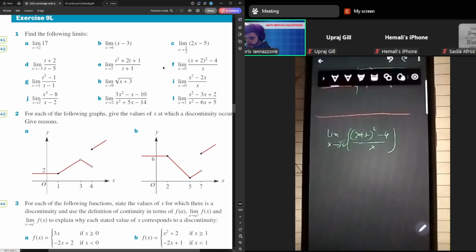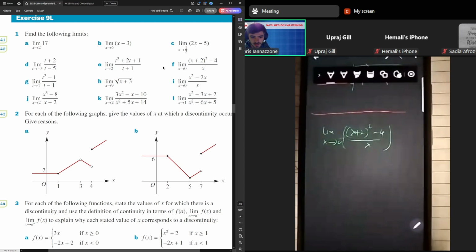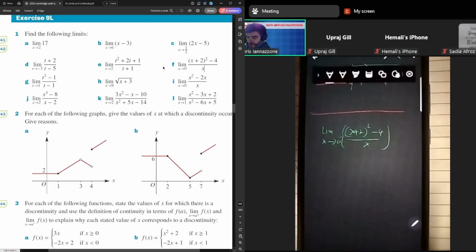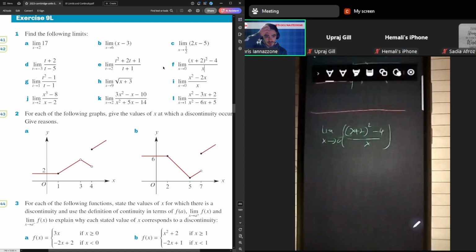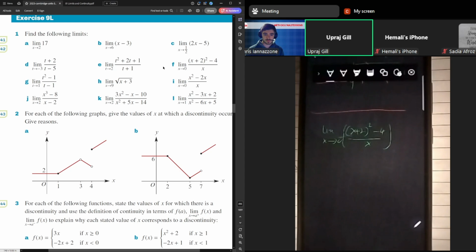So we can't just sub in an x value immediately, right? If you do that, you're going to get a divide by 0 error. So our goal is to try and get rid of that divide by 0. What might we do to get rid of it? Chris, would you first want to factor in the -4?